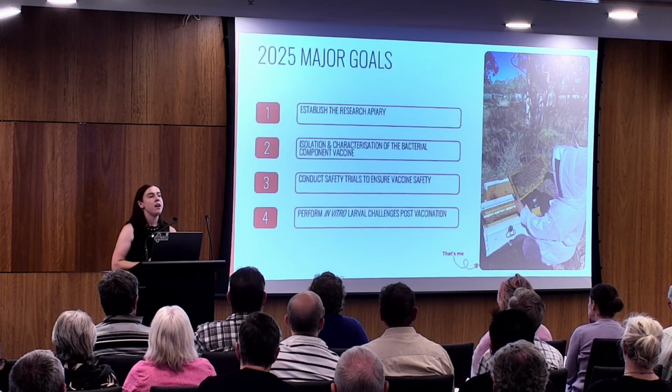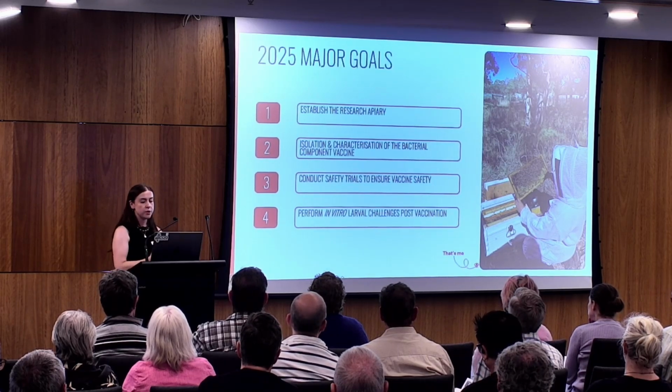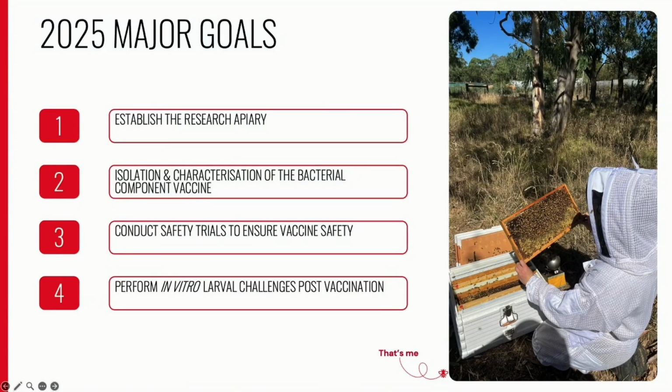For 2025, I have a few major goals. First was to establish our research apiary, which we did over the spring-summer period of 2024-2025. Then it was to isolate and characterise the bacterial component to use in the vaccine, which is really well under progress. Then when the season starts back up again in about August, September, we can conduct our safety trials to perform in vitro larval challenges post-vaccination.